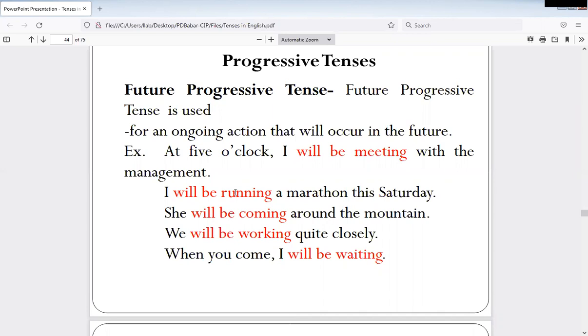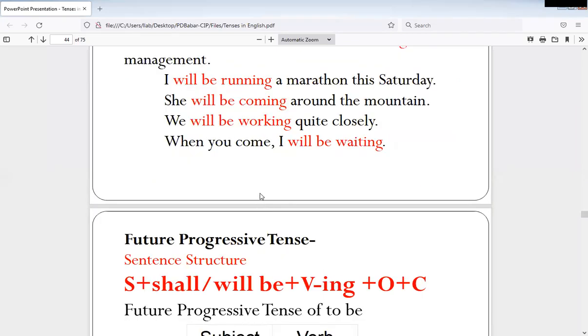Any action that will be happening in the future comes under the future progressive tense. Then, she will be coming around the mountain. This is also one of the sentences. So we have discussed some of these sentences in the last lecture.